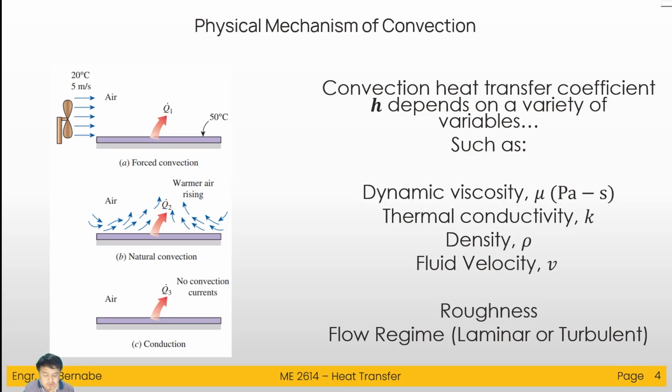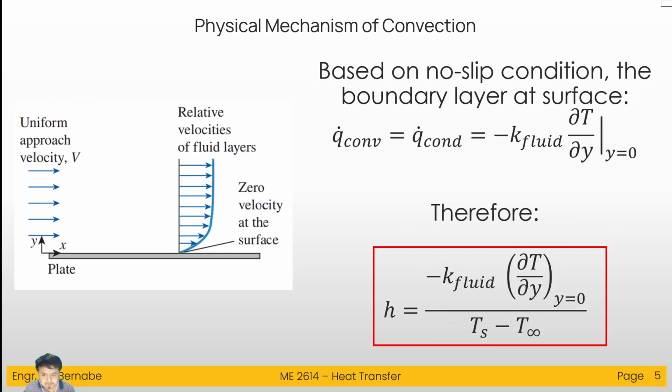Another thing that it depends on is the literal roughness of the surface, and also the type of fluid flow. I hope this will be clarified in fluid mechanics, what laminar and turbulent are, but we'll discuss this here as well. If it is laminar, it is a very smooth flow. For turbulent, there are eddy currents or vortices. There is some chaos in the flow.